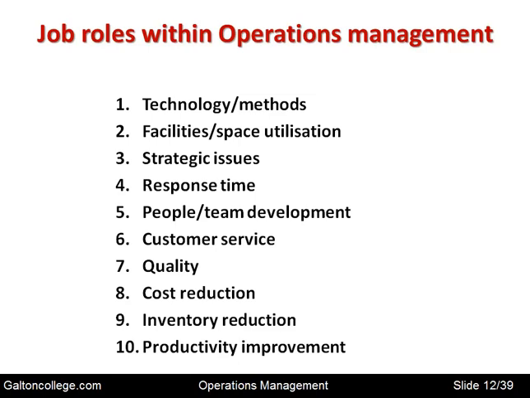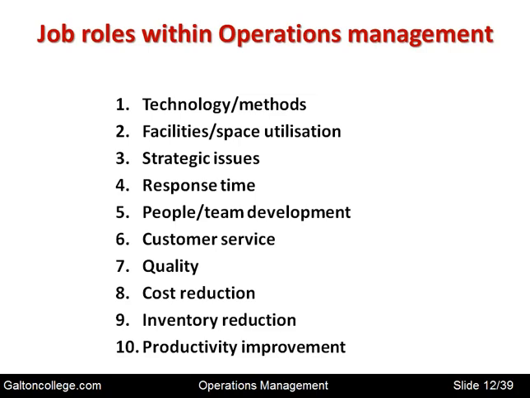Productivity improvement is related to cost reduction and inventory reduction and better response times and so on. So it overlaps, but trying to look at the output per machine or the output per worker to see what can be done to improve the throughput.